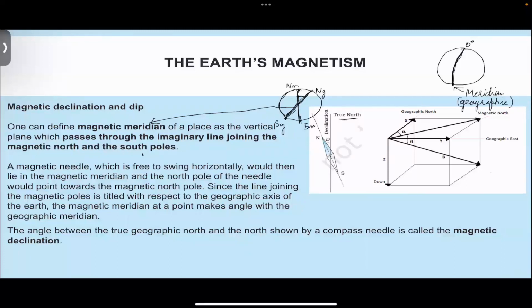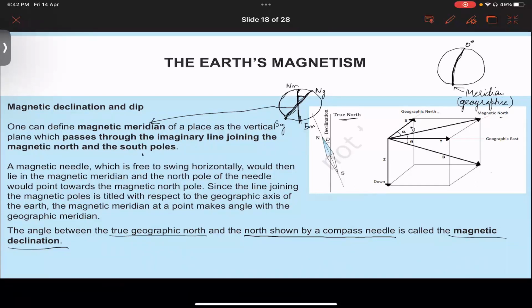This angle that is made between the geographic meridian and the magnetic meridian is called the magnetic declination. As you can see, the angle between geographic north and the north shown by the compass needle is called the magnetic declination. You can also see this in 3D space: this is geographic north, this is your magnetic north, and the angle over here is called alpha. So alpha is actually the declination.